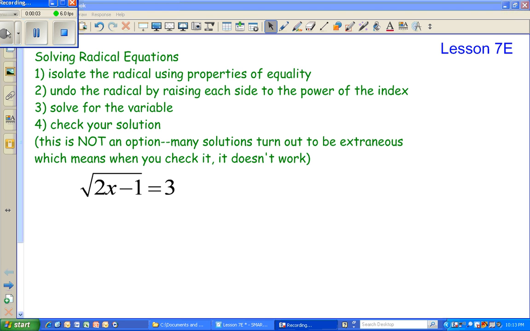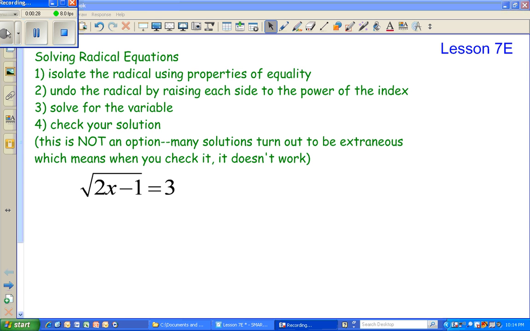All right, we're going to start on lesson 7E, which is solving radical equations. The main thing to remember when you're solving radical equations is that if you can, the first step is to isolate or get the radical by itself using whatever properties of equality you need to. And then once you have the radical by itself, your second step would be to get rid of that radical.